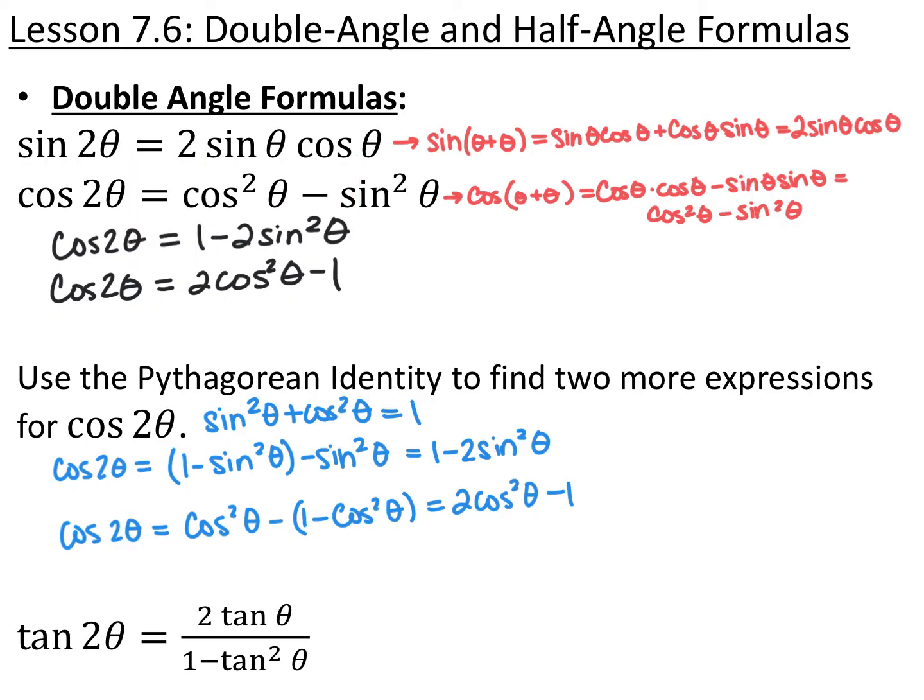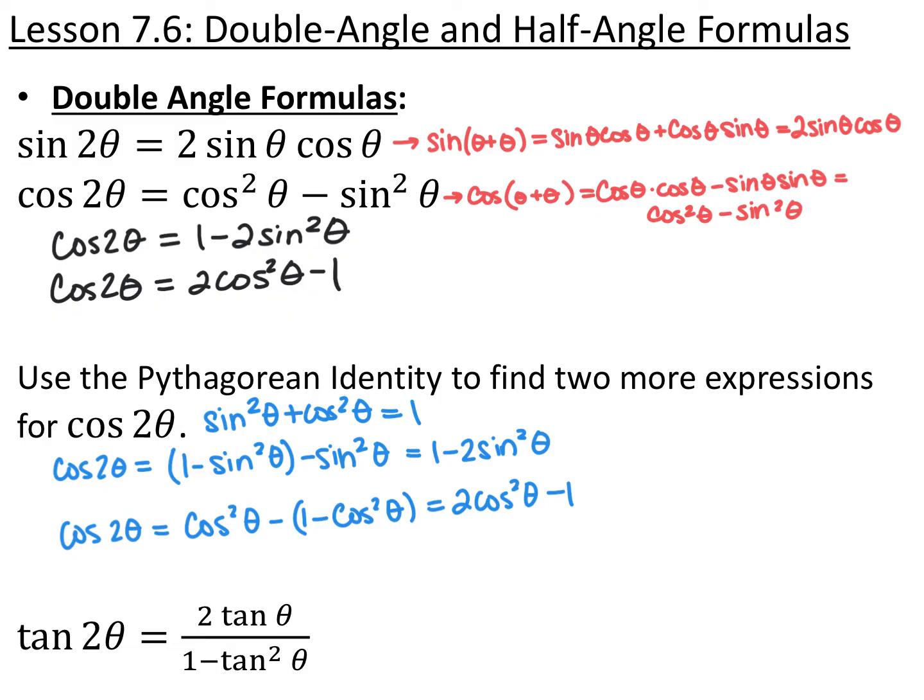This comes directly from our sum formula. So 2 theta is the same thing as theta plus theta. So if I apply the sine sum formula, same sine opposite trig function, I get sine theta times cosine theta plus cosine theta times sine theta, which is 2 sine theta cosine theta.